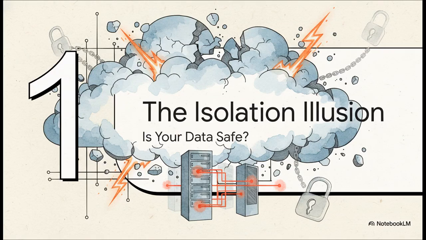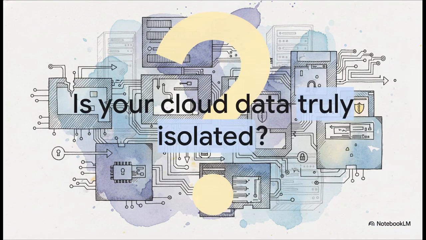Okay, let's dive right into this first one, the cloud isolation illusion. I really want to pose this question right up front for all of us. Is your cloud data truly isolated? We've basically been conditioned to believe that when we spin up a virtual machine, a VM, it exists in this perfect, pristine vacuum. But the fundamental premise of public and private clouds, the whole reason they're so economically efficient, is resource sharing. You are literally sitting on the exact same physical silicon as completely unknown entities.